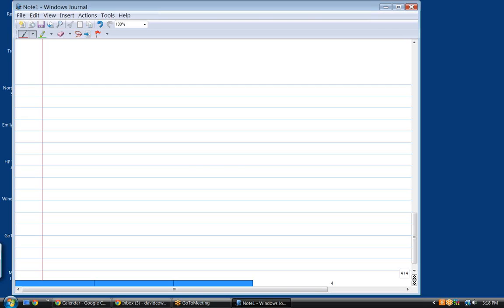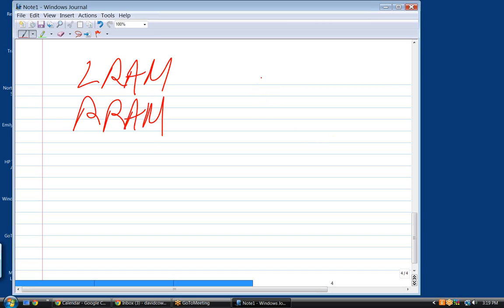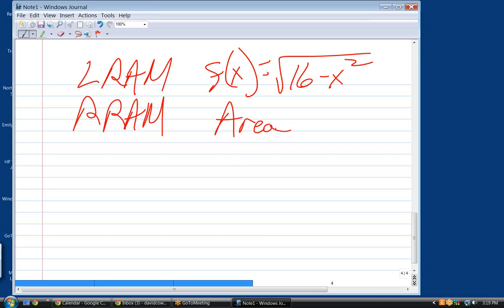What other problems would you like to go over? The next one is: find the definite integral by computing the area using the average of LRAM and RRAM. The function is the square root of 16 minus x squared. And we want the area from where to where? From -4 to 4.